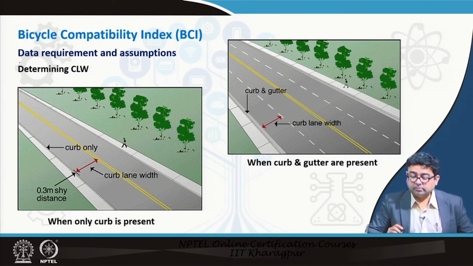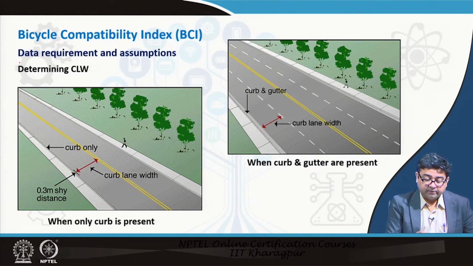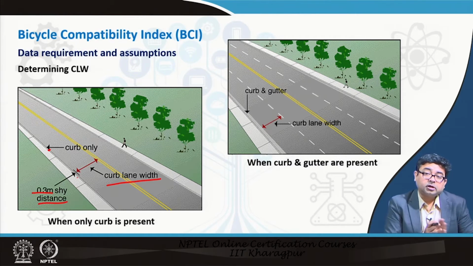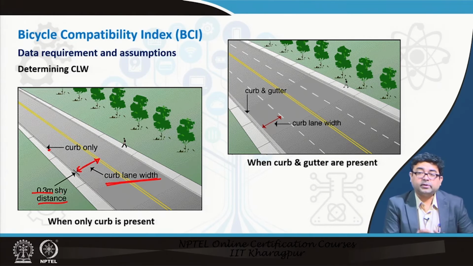So, here are some pictures which allow you to understand the different terminologies that we were looking at. When we are talking about curb lane width, if there is a curb only here, you take about a 0.3 meter shy distance, because bicyclists will not hug the curb very closely. So, when you are determining the curb lane width, it will be the width from the center line to about 0.3 meters away from the curb.